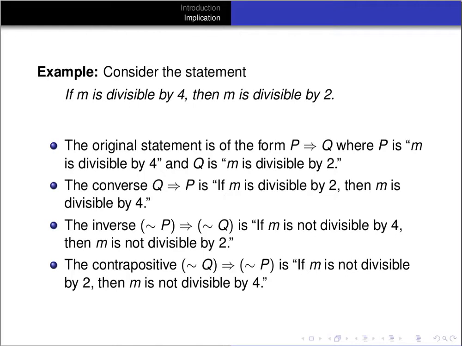However, here the converse and the inverse are both false statements. So if m is divisible by 2, m may not be divisible by 4. So for example, 2 and 6. And the inverse, if m is not divisible by 4, then m is not divisible by 2. Again, the numbers 2 and 6 show that that inverse statement is also false.